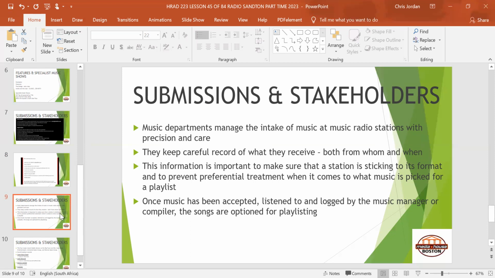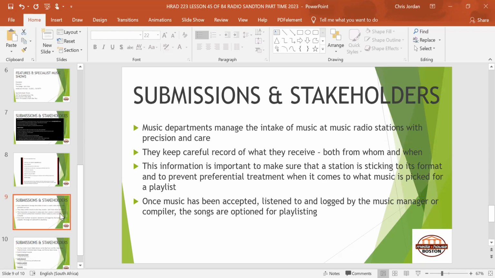Right? They keep careful record of what they receive, both from whom and when. So there is a database system. That's the best word for it, right? So the information is important to make sure that the station is sticking to its format, and to ensure there is no preferential treatment when it comes to what music is picked for a playlist.